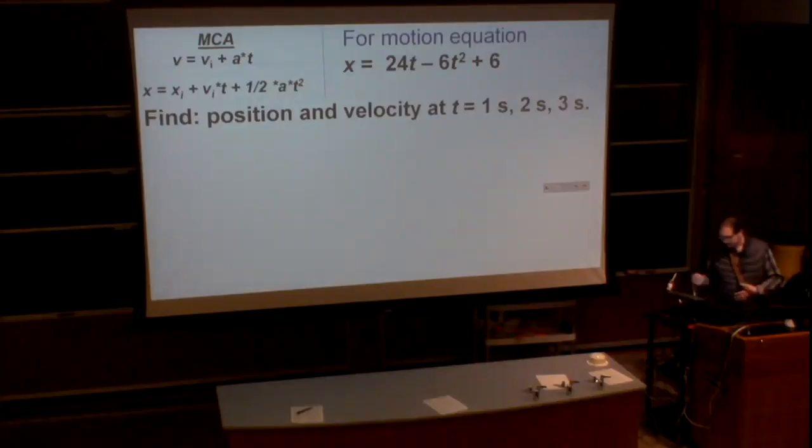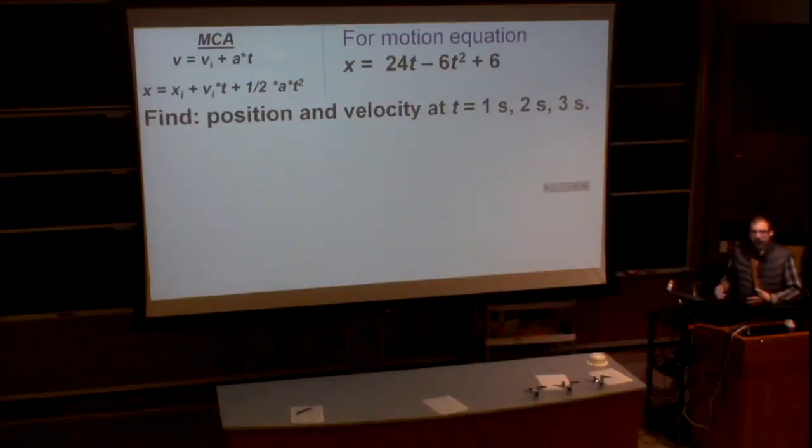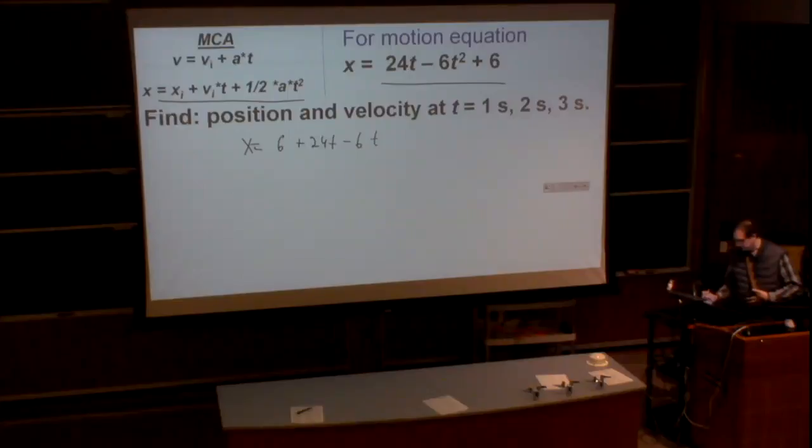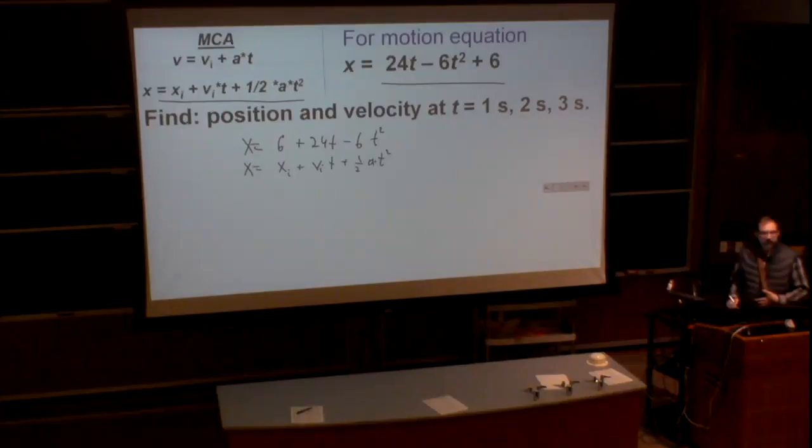Let's say we are given a specific motion equation, like this one. And we just need to extract all information we can. Well, first of all, I always rearrange terms according to standard form of the motion equation. First, a constant, then a linear term, and then a quadratic term, right? And this equation is supposed to be absolutely identical to the standard equation for motion with constant acceleration.